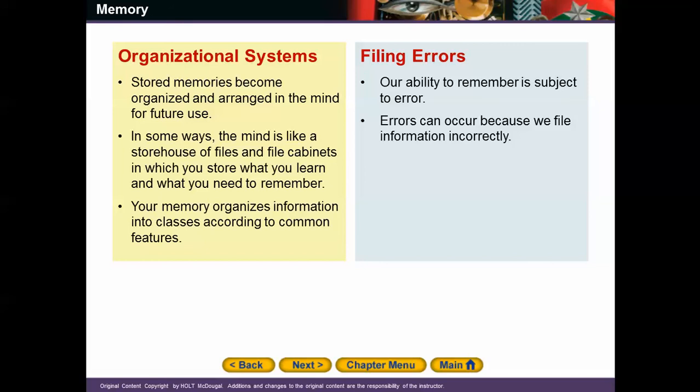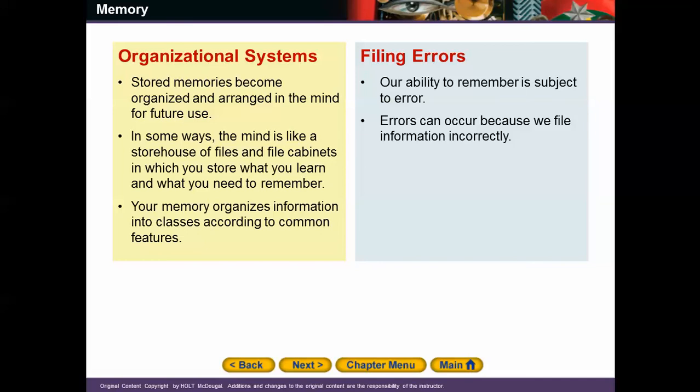As your memory develops, it organizes the information you learn into files and then files within files. Your memory organizes the new information it receives into certain groups or classes according to common features. And then those classes can contain smaller classes and can also be part of a larger class. Much of our semantic memory that is stored as we get older and acquire more knowledge is organized into groups or classes.